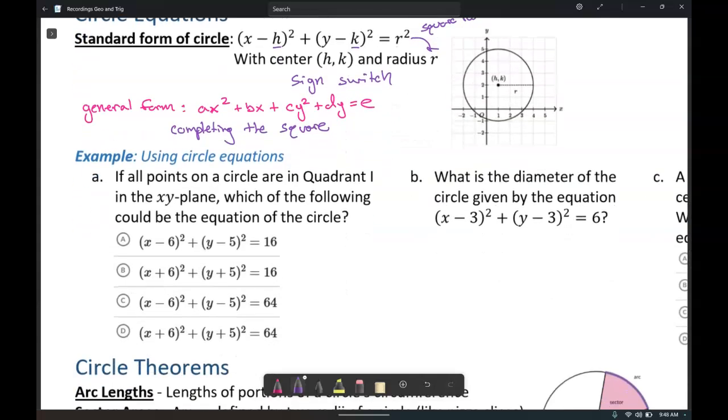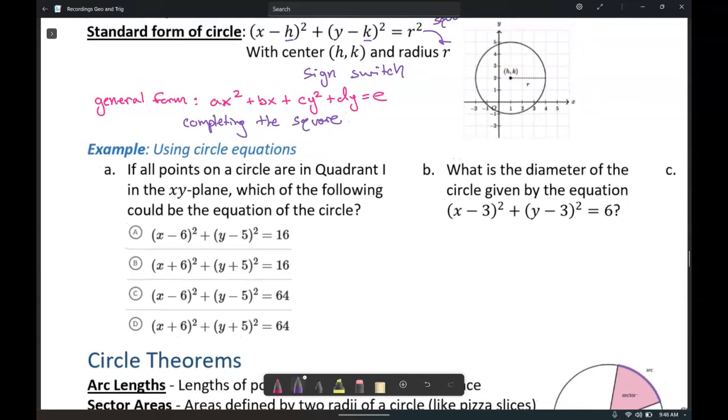The alternative is that you can also type it into Desmos on the graphing calculator in order to identify where the circle and the radius are. That'll be faster than doing completing the square. So let's take a look at some examples and see if we can figure out where these circles are located.